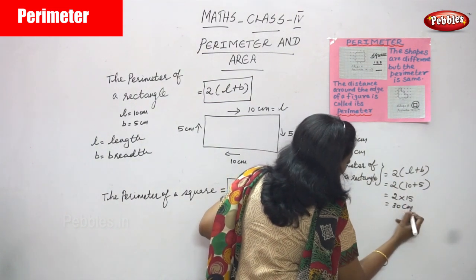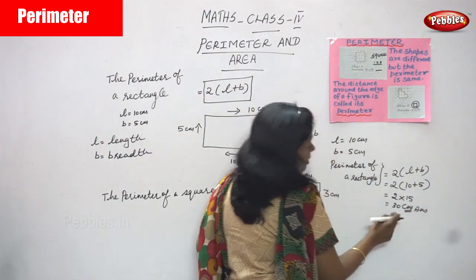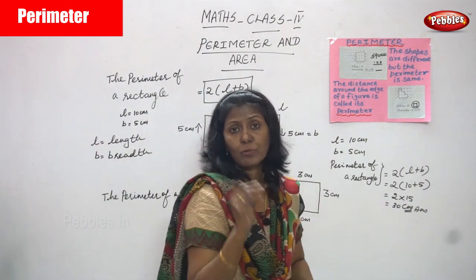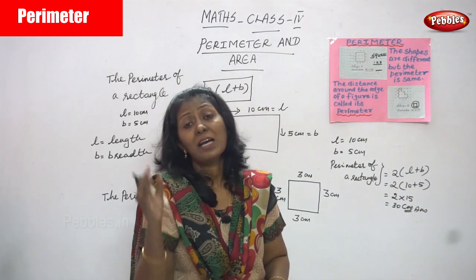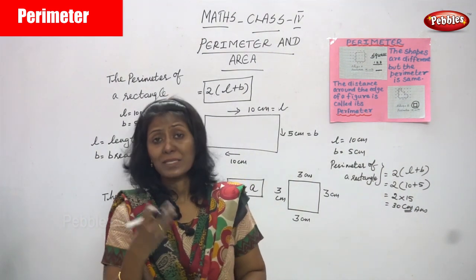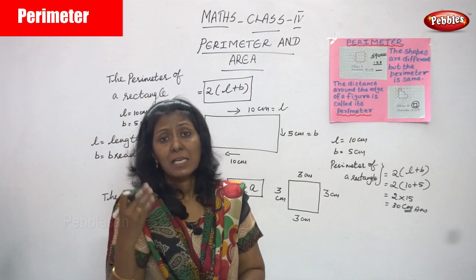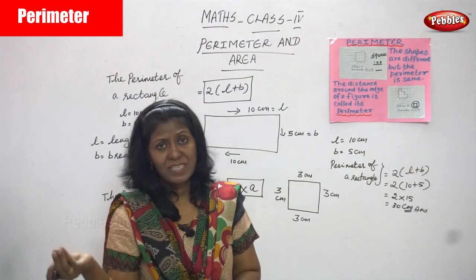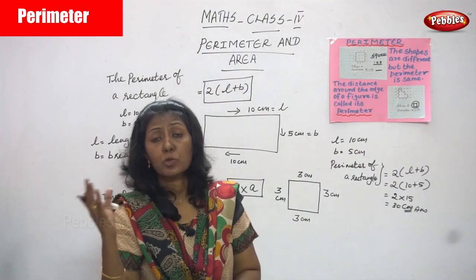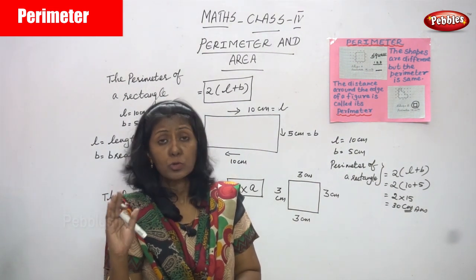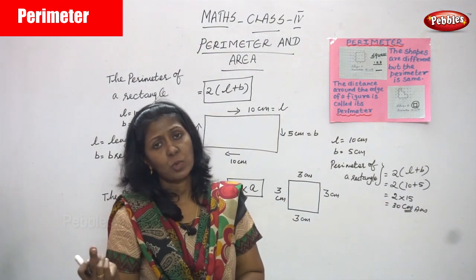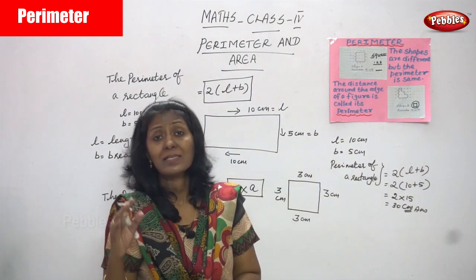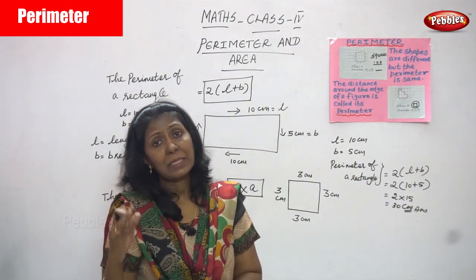What is the answer? Centimeter, only centimeter you have to write. You should not write square centimeter or centimeter squared, because the unit is a must. So you have to write the answer with the unit. If the unit is given in meter, you have to write in meter. If the unit is given in centimeter, you have to end with centimeter. Otherwise they will deduct your marks. Unit is very, very important, but you should not use centimeter square or square meter, because it is only applicable for area.